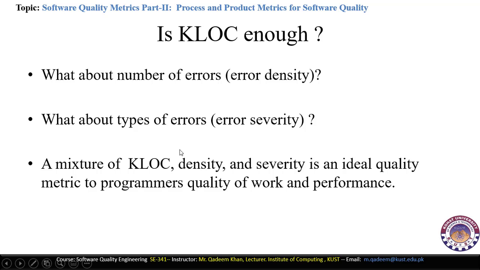A mixture of KLOC, that is the 1,000 lines of code, density and severity is an ideal quality metric for programmers for quality of work and performance. So we will use all these three metrics for the software quality measurements.